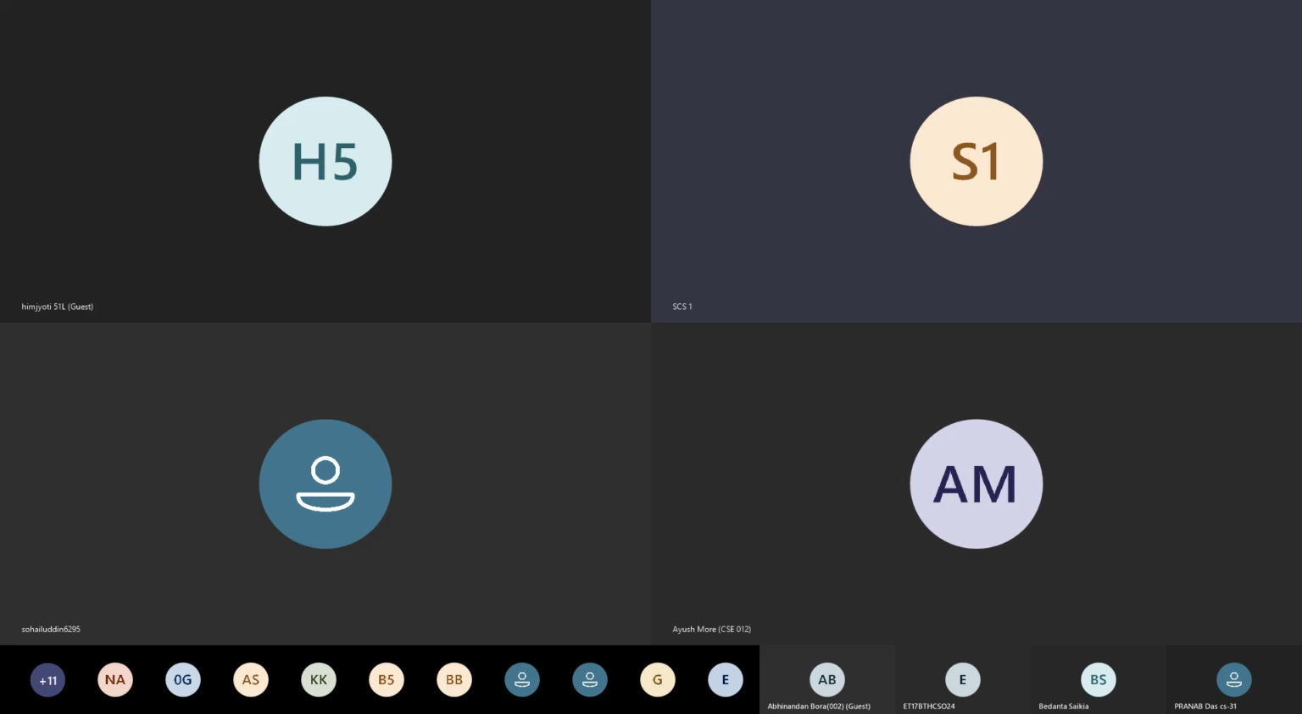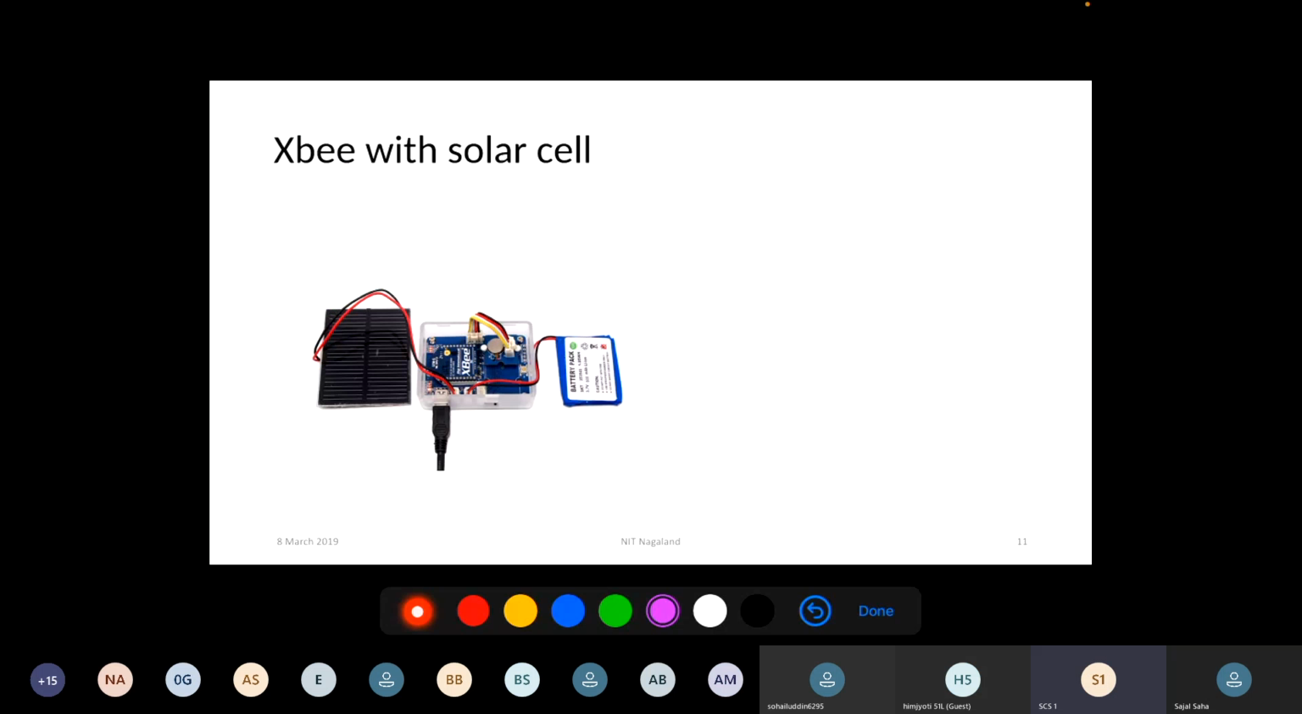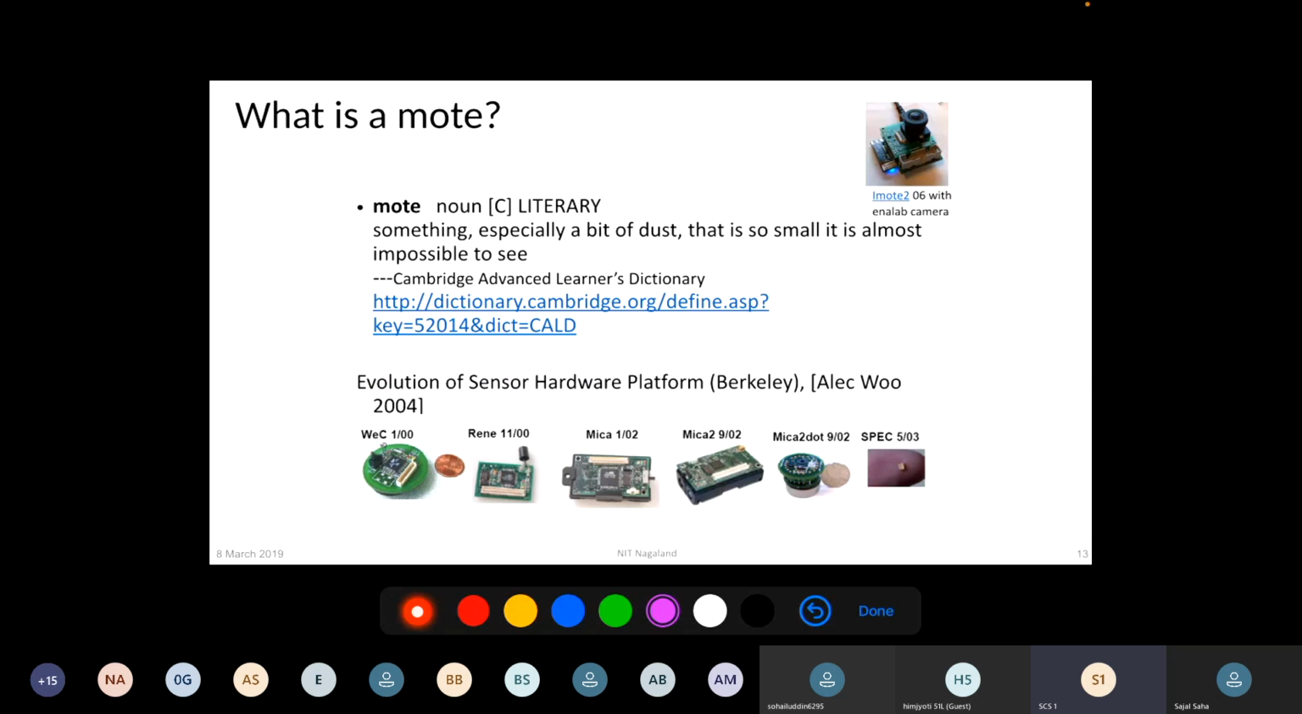Now Telos B and XB, I have already discussed, and also the sensors. These are the different types of sensors, and what is the dimension and size of those sensors, that also I have discussed: WeC 1/00, Rene 1/00, Mica 1/02, Mica 2. So these are the different types of sensors and their dimensions that I have discussed.